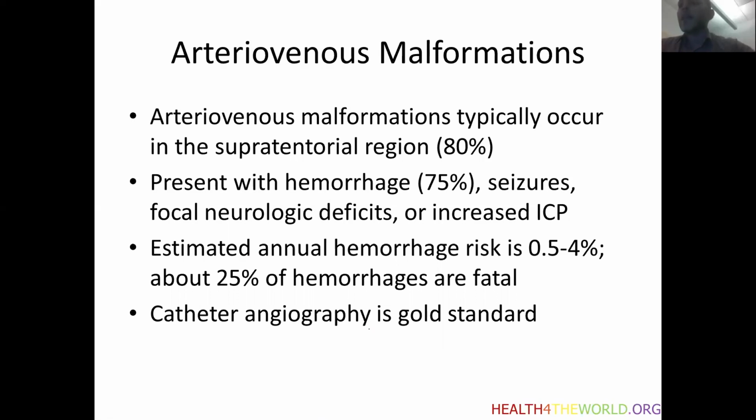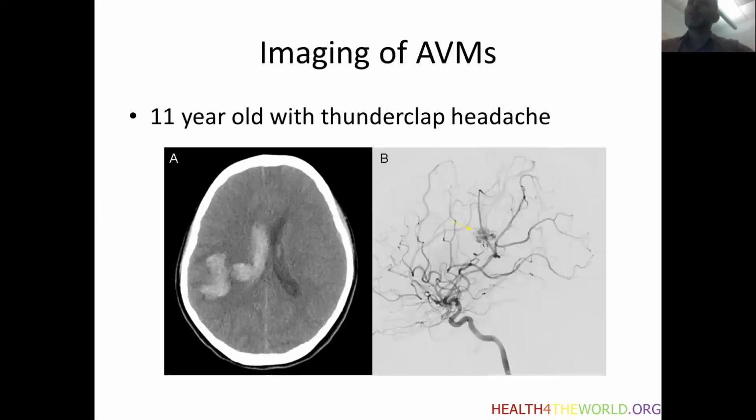Of course, arteriovenous malformations can be present and may not rupture for many years. The estimated annual hemorrhage risk is variable. It depends on the characteristics of the lesion, but it ranges between a little less than 1% and 4% per year. However, it's important to recognize because when they do rupture, about 25% of these cases are fatal. Catheter angiography is the gold standard for diagnosis and characterization of arteriovenous malformations.